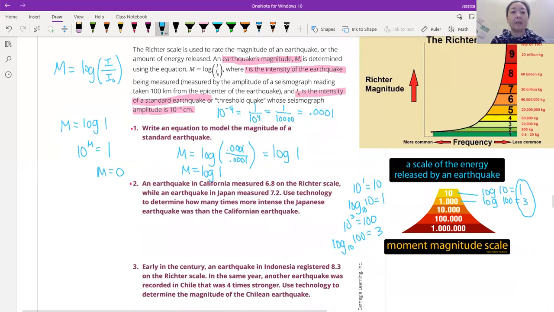Okay, let's see right here. An earthquake in California measured 6.8 on the Richter scale, while an earthquake in Japan measured 7.2. Okay, we're going to see where it says you can use technology, but let's see if we can do this by hand. So it says 6.8 on the Richter scale. So that's the magnitude, right? So 6.8 is equal to the log of, because it says how much more intense. Okay, we want the I, just the regular I, not the I0. Remember the I0 is 0.0001, just like that. We want to know what the I is.